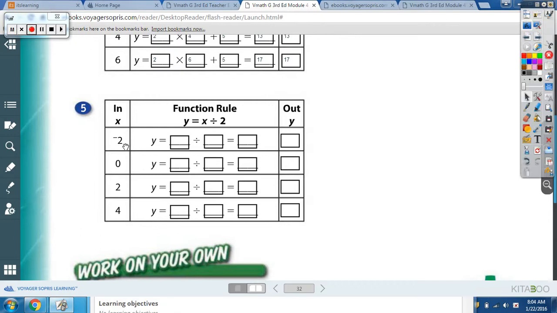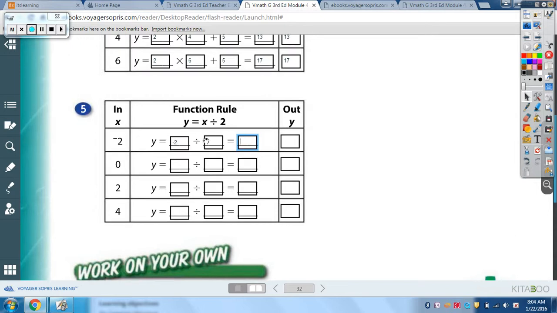So if we input negative 2 everywhere there's an x in our equation, our new function rule will look like this. Negative 2 divided by 2. And that's going to equal what? We know that 2 divided by 2 is 1. And a negative divided by a positive is negative. So our output value will be negative 1. Very good. Negative 1. Let's continue our input-output table.